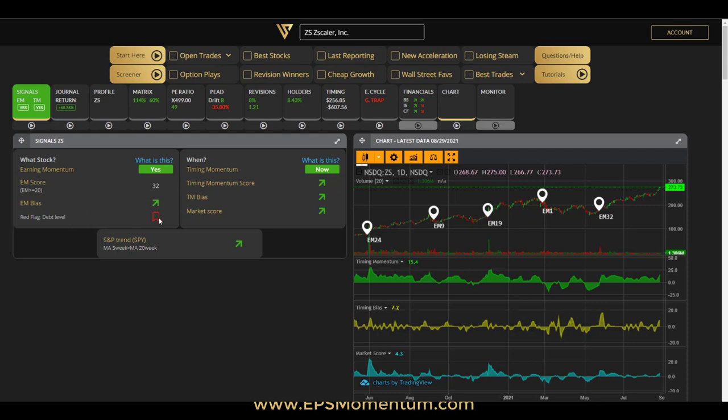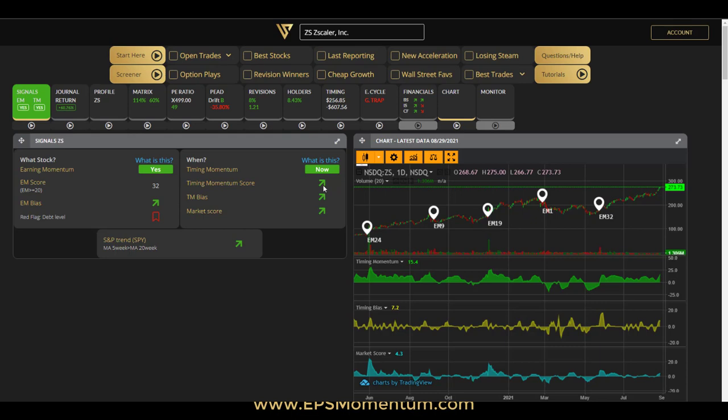There's also the red flag. This is the actual debt level. If the debt to equity is greater than 100%, you have a red flag. If not, this disappears. So that's useful to know. It's a very quick metric, but a leveraged company is always a greater risk.